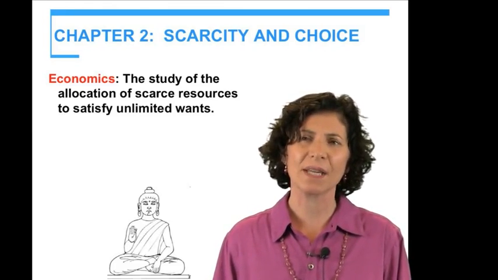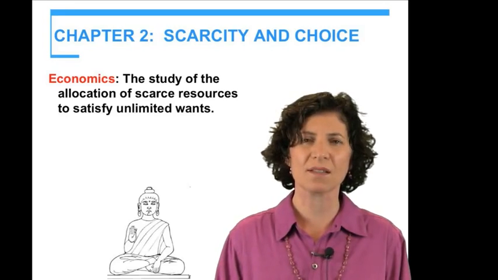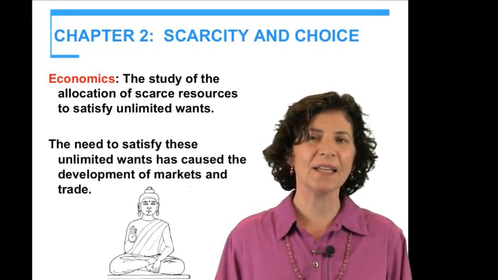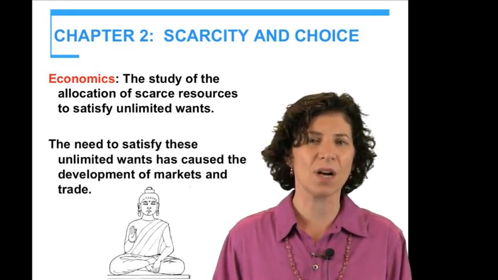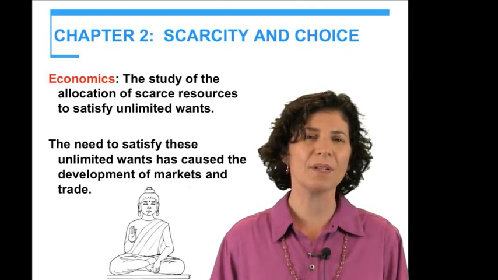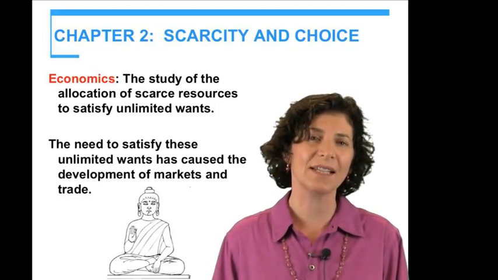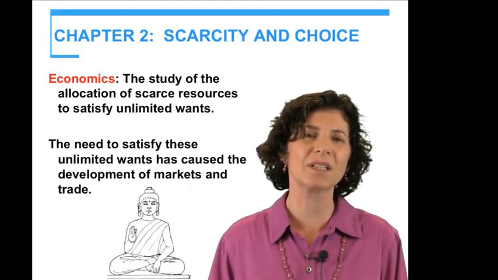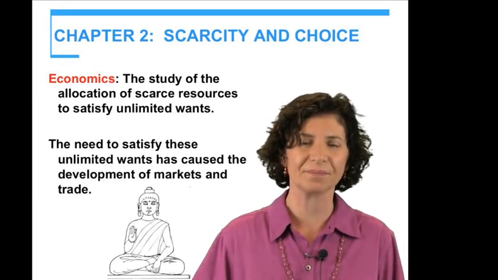So how does economics satisfy these unlimited wants? One important development of humanity is developing markets. It's the need to satisfy these unlimited wants that has caused markets to develop. And the development of markets doesn't obviously alleviate all our needs, all our wants, but it gets us a little bit closer to that.